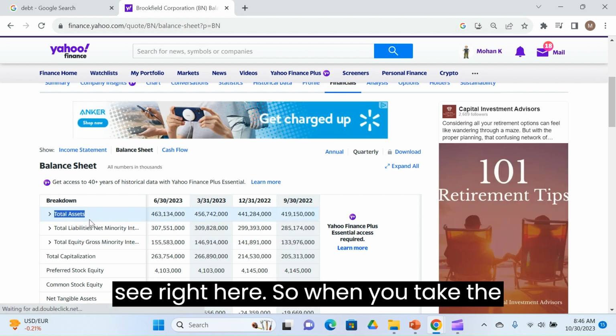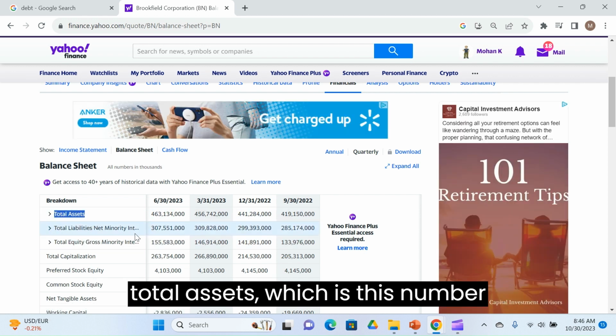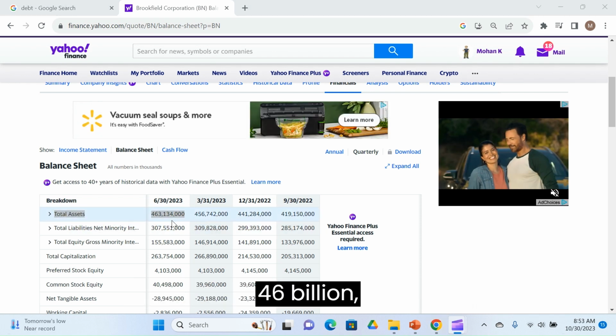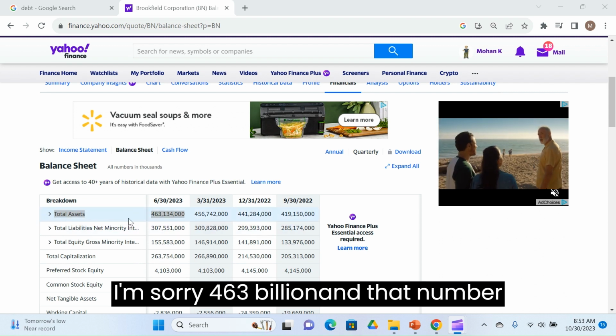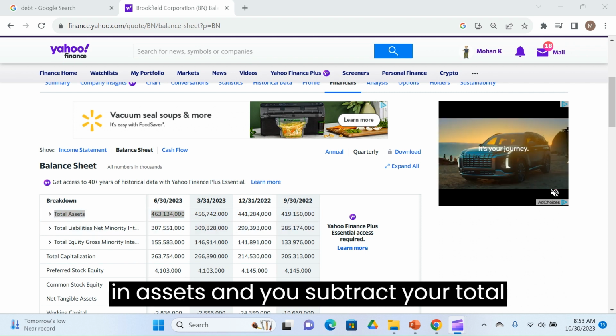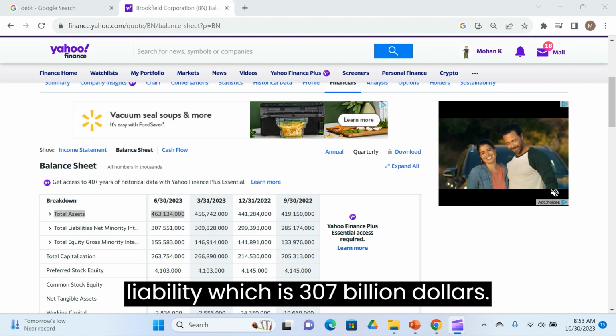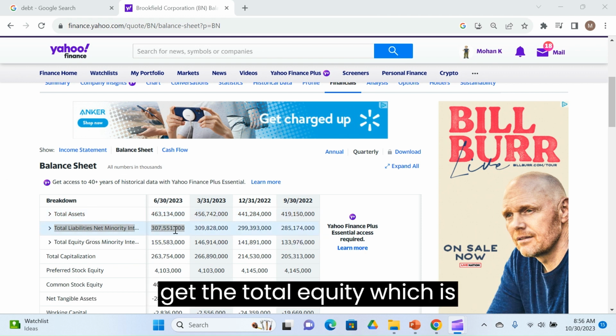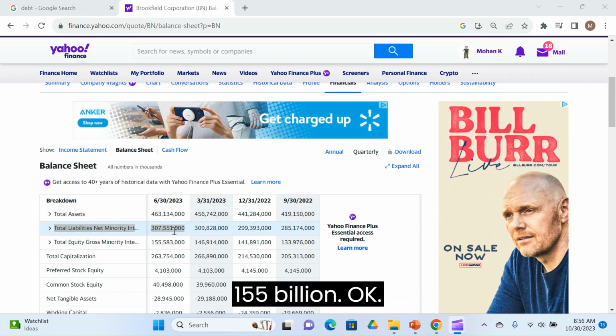So when you take the total assets, which is this number right here, 463 billion, and that number is in billions. That's $463 billion in assets, and you subtract your total liability, which is $307 billion. When you subtract those two numbers, you get the total equity, which is 155 billion.